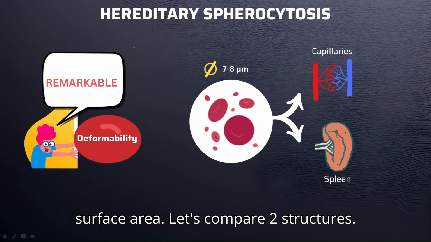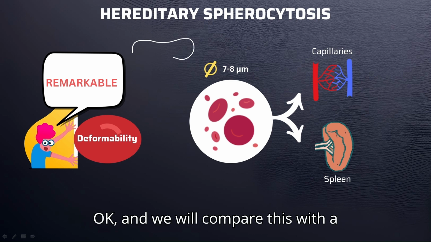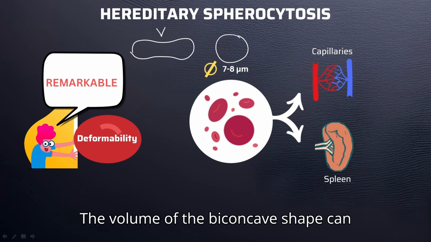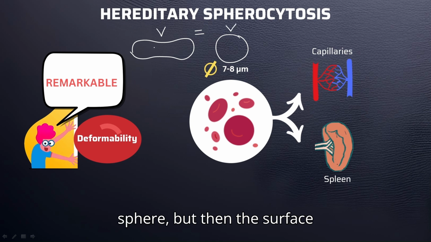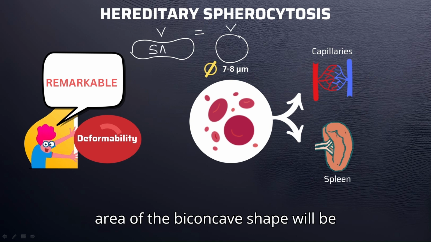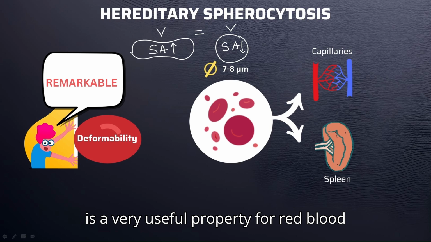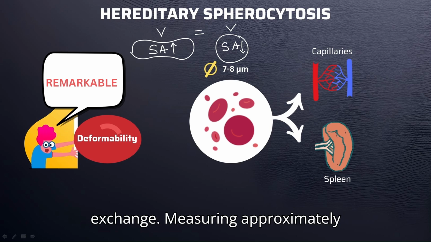Let's compare two structures. So we have a biconcave shape right here, okay? And we will compare this with a sphere. So the volume of the biconcave shape can actually be equal to that of the sphere, but then the surface area of the biconcave shape will be higher than that of the sphere. So this is a very useful property for red blood cells for efficient gas exchange.